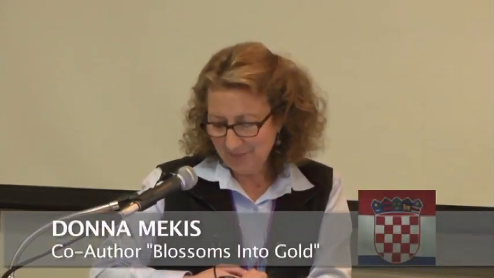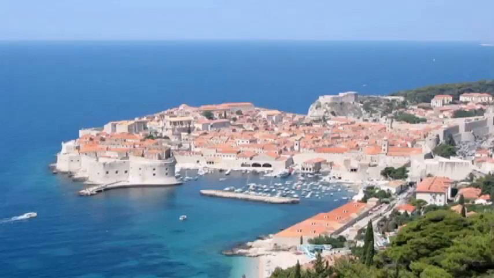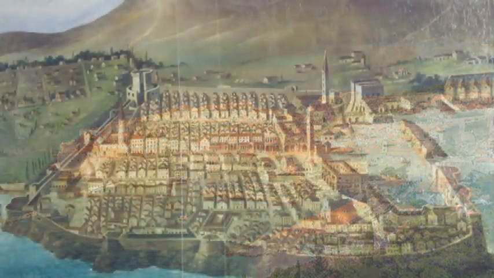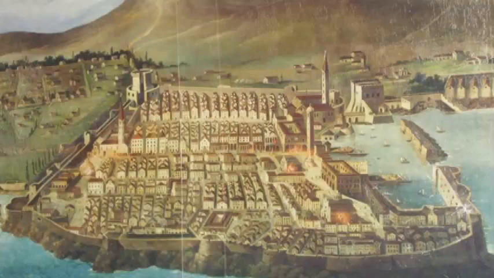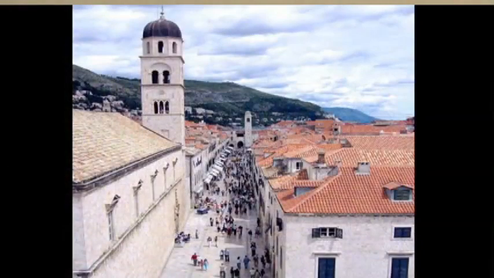I always like to remind people to think about how long the United States has been around in comparison. You know, 700 years. This is Dubrovnik today, and it really doesn't look a whole lot different than that 17th century painting. This is a shot from the town walls looking down the main street. The main street is called the Straden over there. And this is the Franciscan monastery right here on the left.